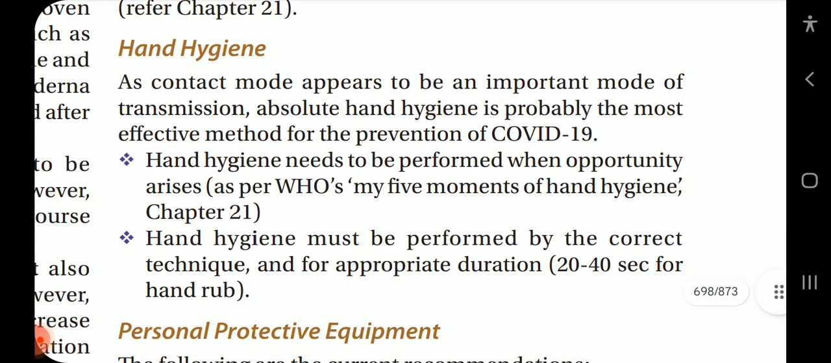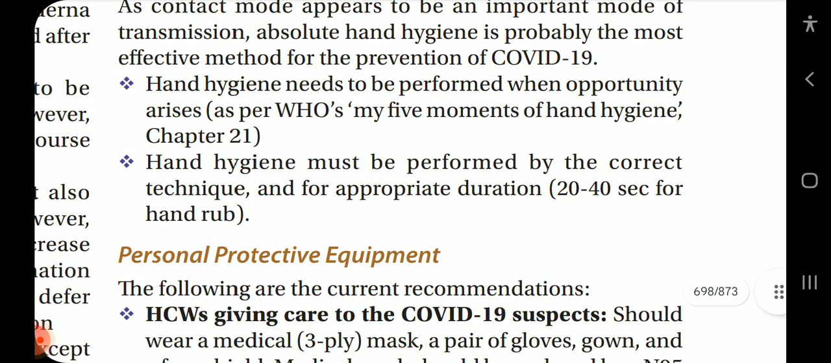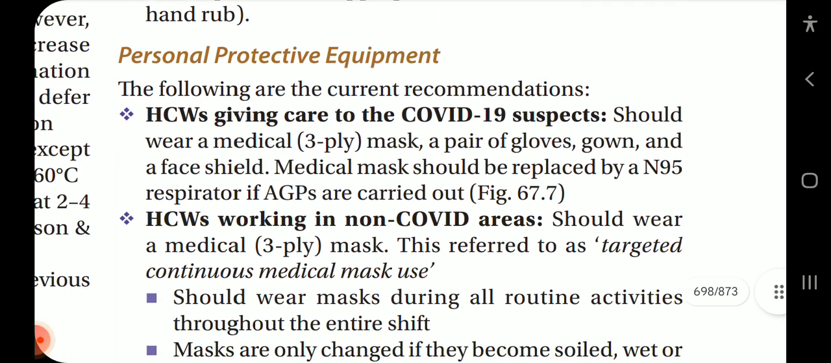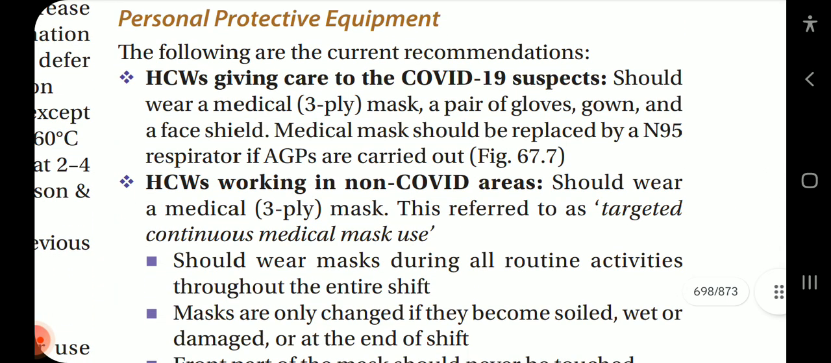Hand hygiene: as contact mode appears to be an important mode of transmission, absolute hand hygiene is probably the most effective method for prevention of COVID-19. Hand hygiene needs to be performed whenever opportunity arises and must be performed by the correct technique for appropriate duration, 20-40 seconds for hand rub. Personal protective equipment: HCWs giving care to COVID-19 suspects should wear a medical 3-ply mask, a pair of gloves, gown, and face shield.